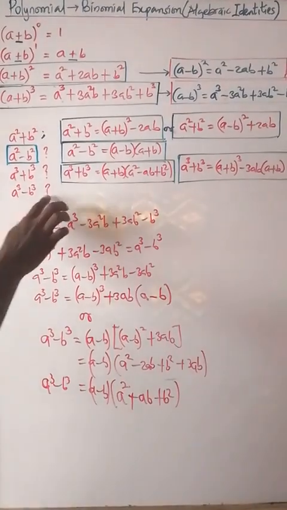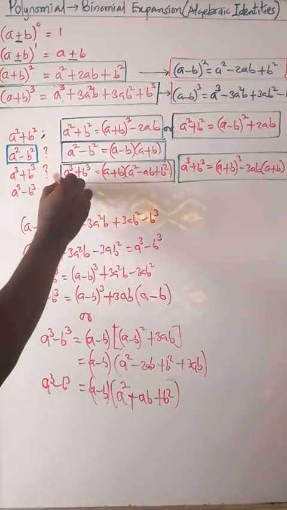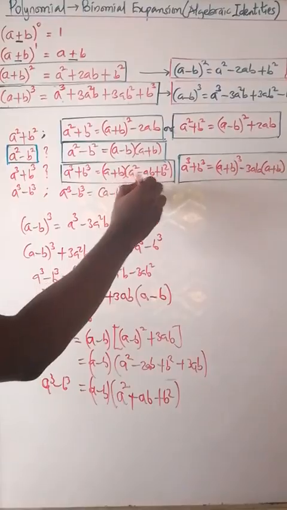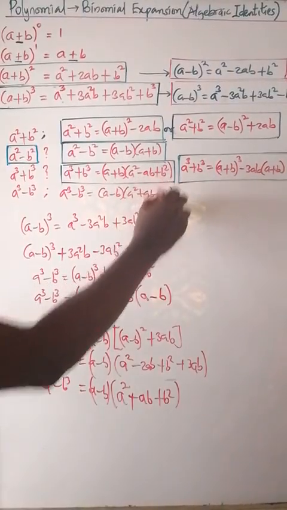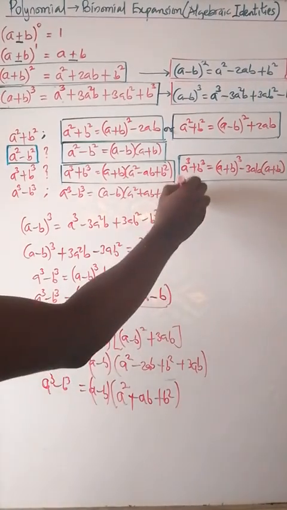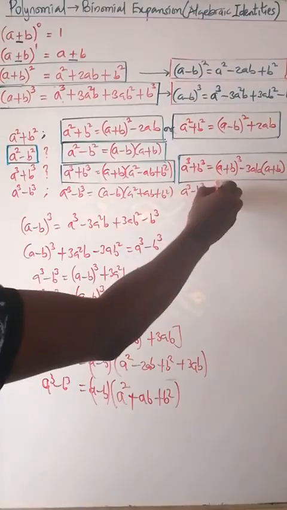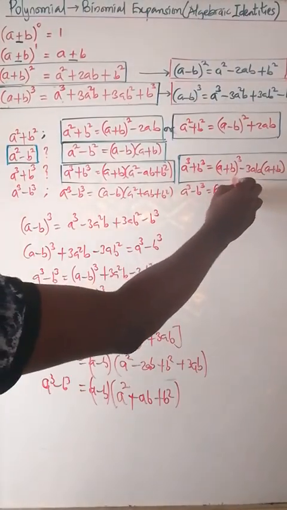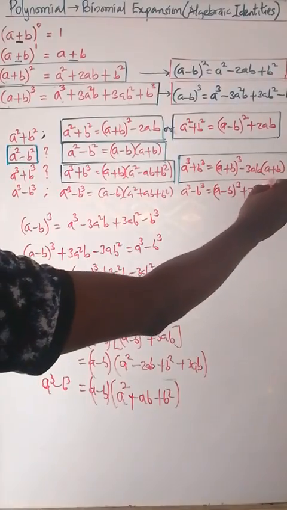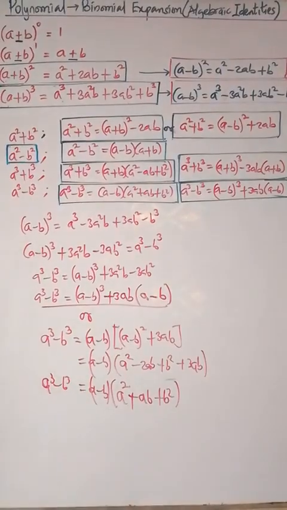So let's answer this question. For this one, what's the answer? The answer for the second one: A cube minus B cube equals A minus B, A squared plus AB plus B squared from here. Or, using this one, A cube minus B cube equals (A minus B) all cube plus 3AB into A minus B. Okay, note everything before I clean the board.